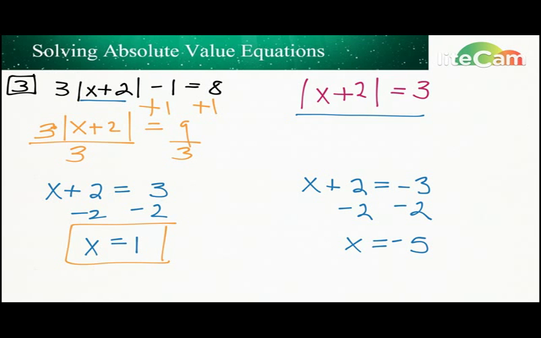And if I put negative 5 in here, that's going to make a negative 3. But the absolute value of negative 3 is positive 3. Then I multiply times the 3, which will give me 9. 9 minus 1 is 8. So I know that this one will work. So everything's good to go. We have two answers for number 3, x equals 1 and x equals negative 5. Okay, all right, let's try the next one.